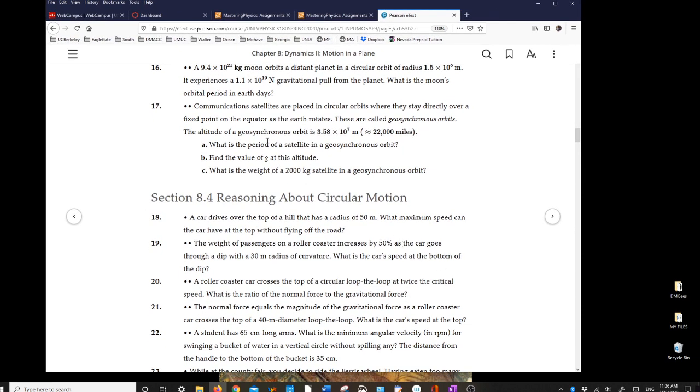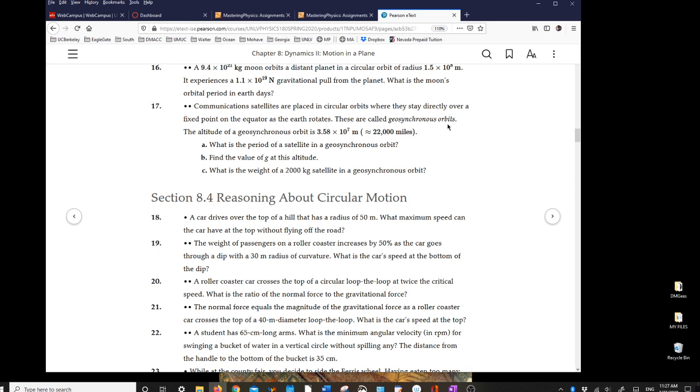It says you have communication satellites placed in circular orbits where they stay directly over a fixed point on the equator as the Earth rotates. These are called geosynchronous orbits. Now, a geosynchronous orbit, I think I told you about it, is an orbit that is constantly on top of one spot on Earth. For example, like a TV satellite.